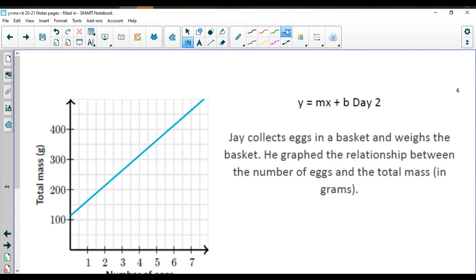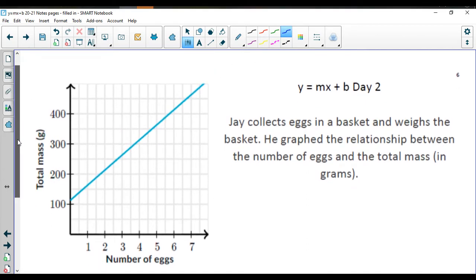The second part of y equals mx plus b, which is slope-intercept form. So this is our day 2 lesson. It's going to start on page 6 in your packet. We're going to start off with a couple of real-world examples here and talk about what the different pieces are and what the different things mean, and also discuss how and exactly why this graph matches this word problem here.